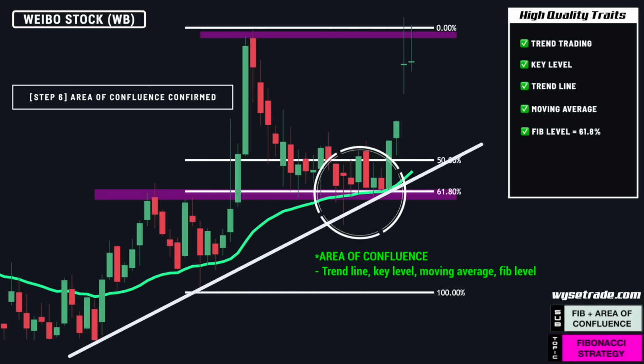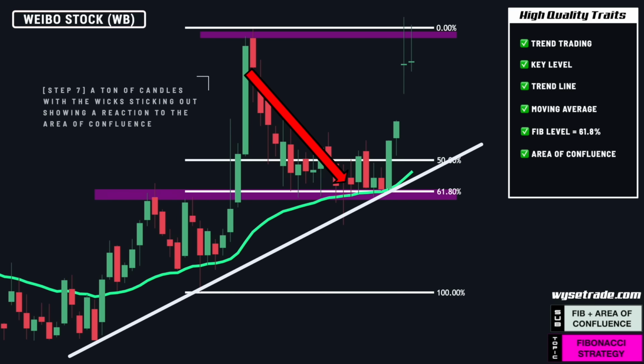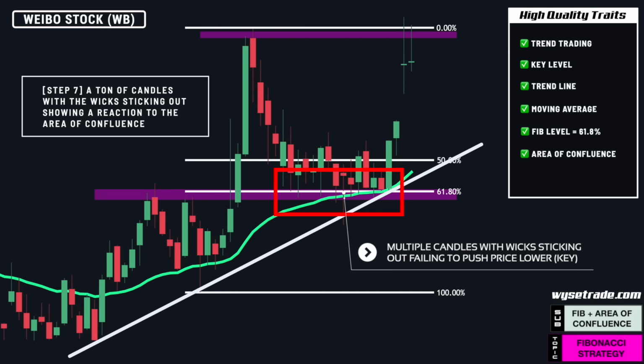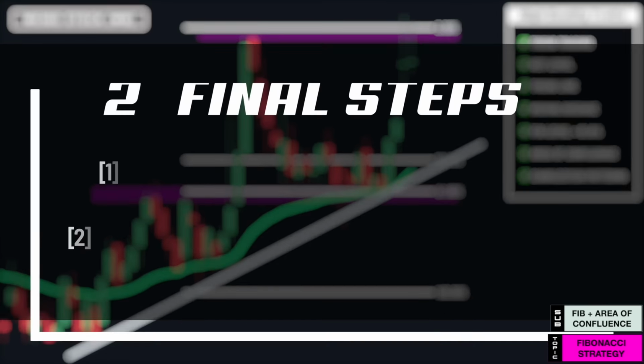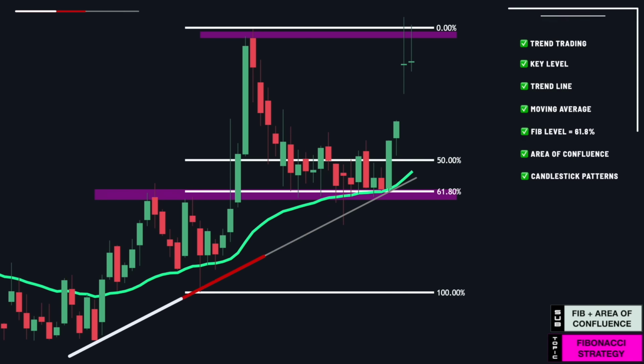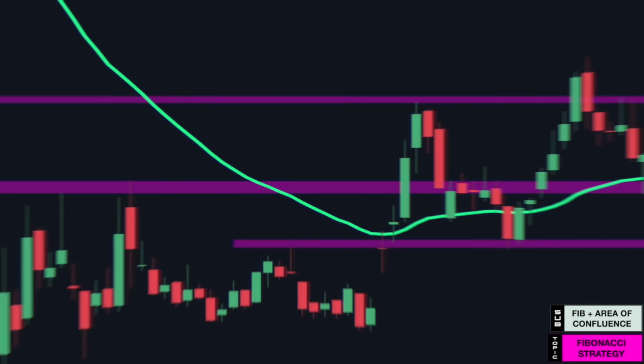Now, the trend line, key level, moving average, and fib level all lining up perfectly gives you an area of confluence. As price pulled back to the level, you had a ton of candles that tried over and over again to push lower but failed. This all shows a clear reaction to the area of confluence. You then need the final two steps again. So let's do this one more time.